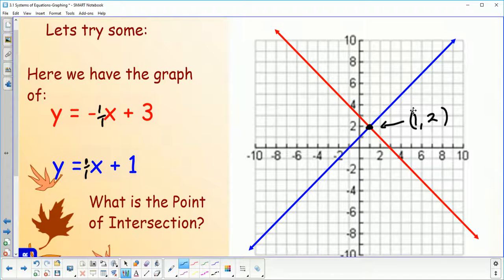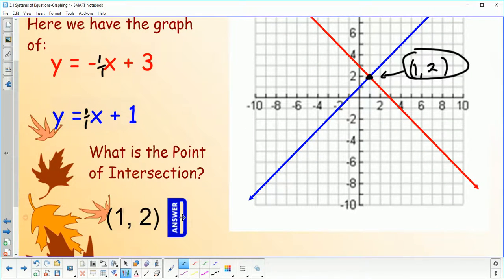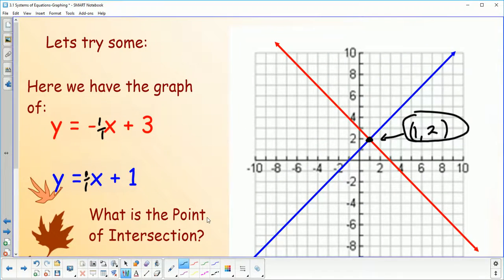And we know that's a solution because those are actually the same two lines that we looked at earlier, and this was our point that we tested, and so we already actually checked that. They make both equations true, and therefore that is the solution to our system.